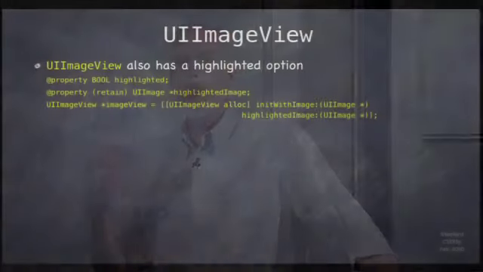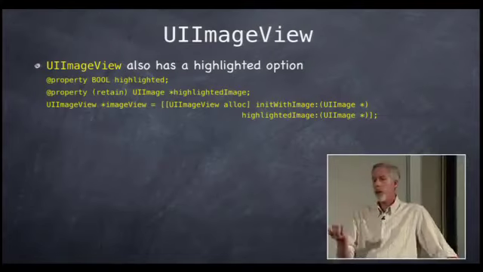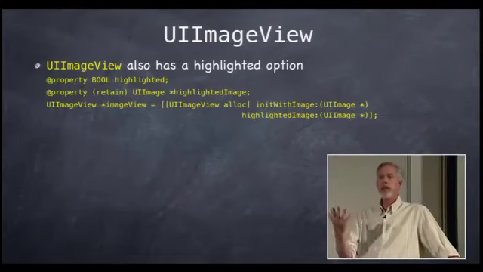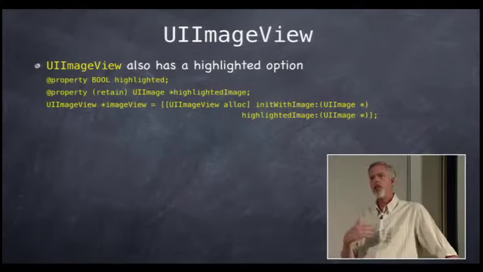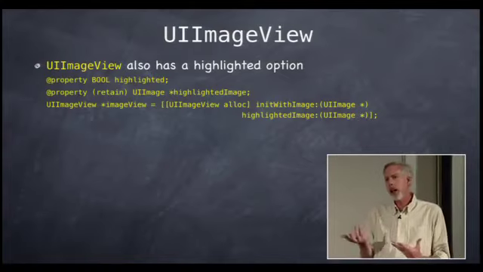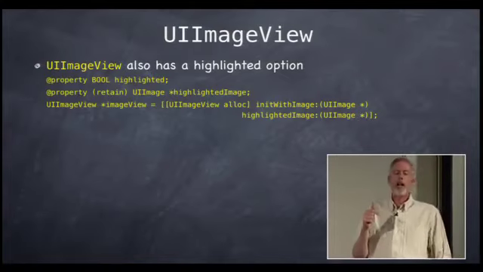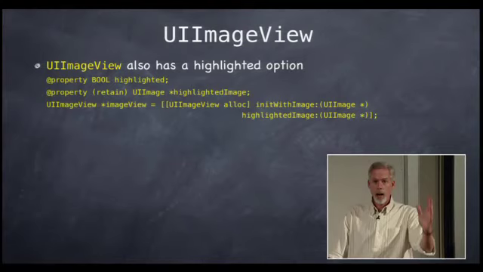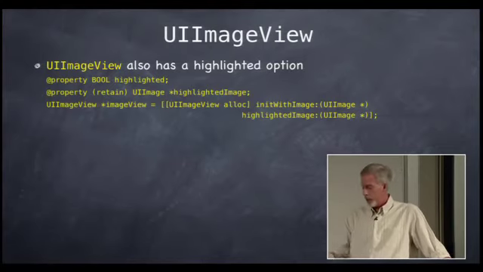So what other things can UI image view do besides just display one image? Well, it can also have a highlighted image, and then you can set a property highlighted, and it'll switch between the two images, which is great for like a button or something like that. You set a button, you want it to be in a highlighted state. You can just say set highlighted, wham, it uses the highlighted image.